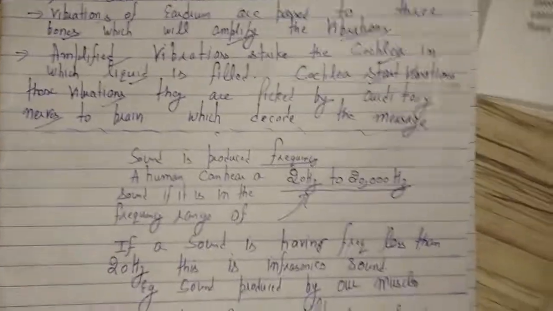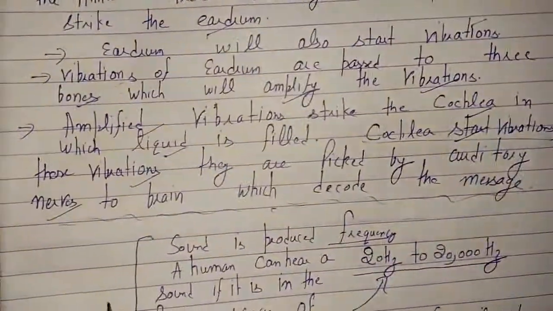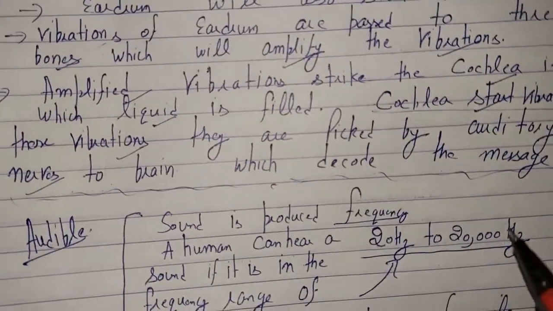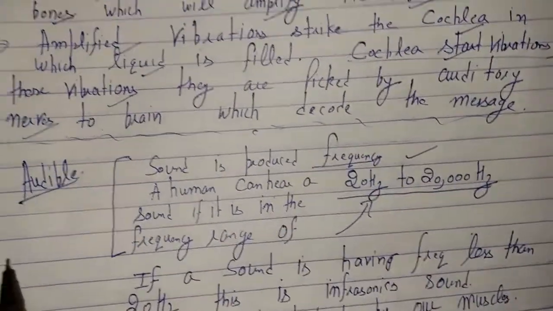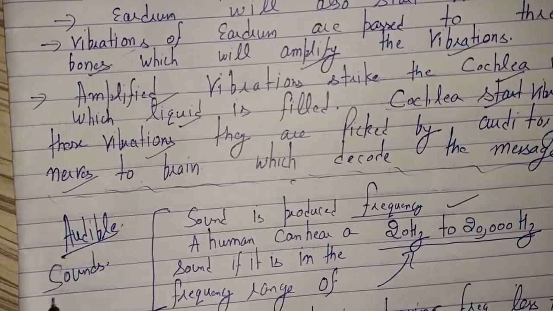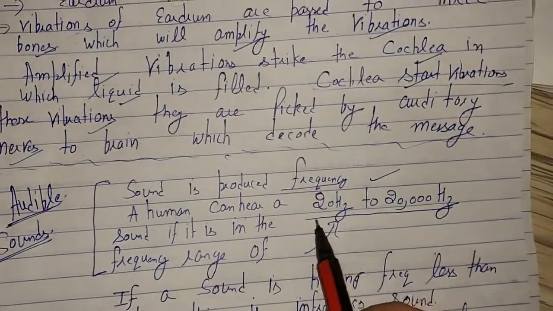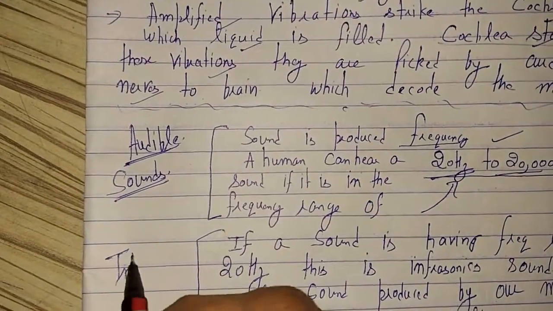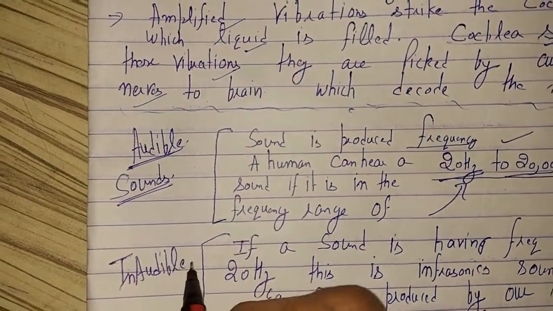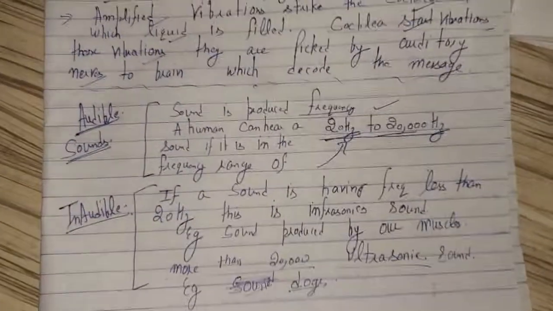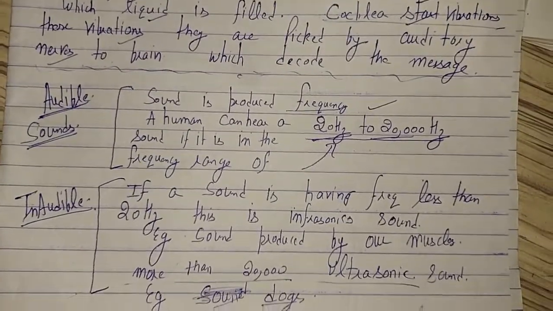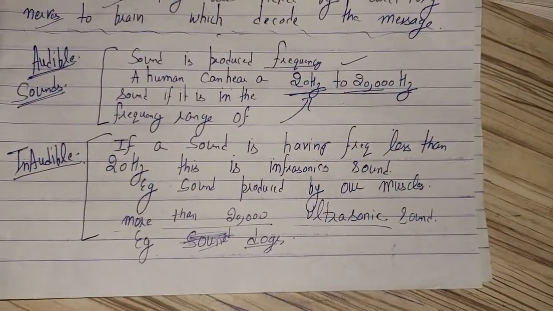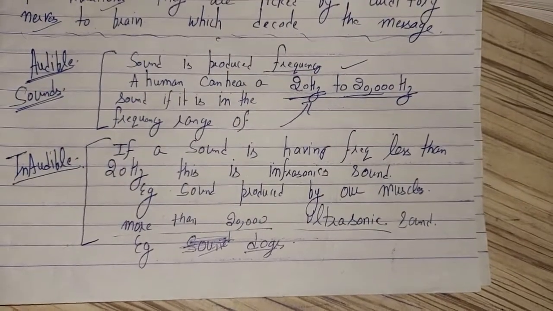So this is the range of audible sounds. Audible sounds are those which can be heard, having a frequency between 20 Hertz and 20,000 Hertz. But inaudible sounds are those which have a frequency either less than 20 Hertz or more than 20,000 Hertz. They can't be heard. So there are two types of sounds, audible and inaudible. And inaudible sounds are again of two types, infrasonics and ultrasonics.